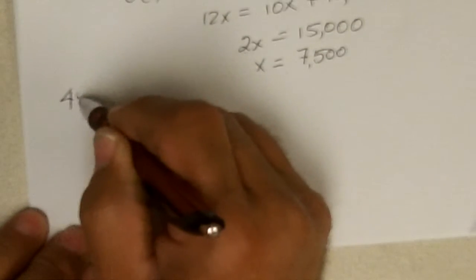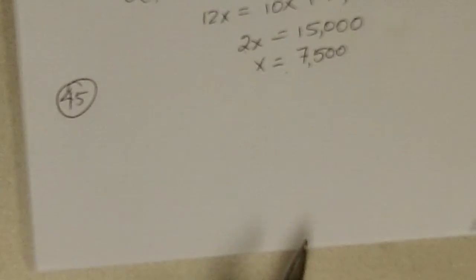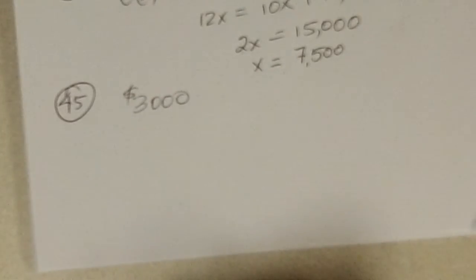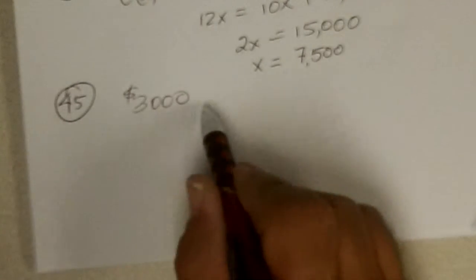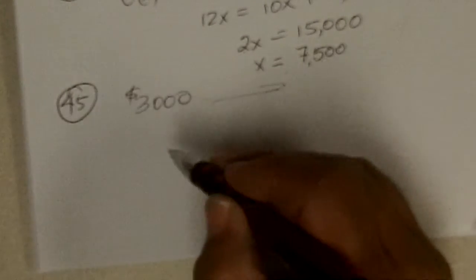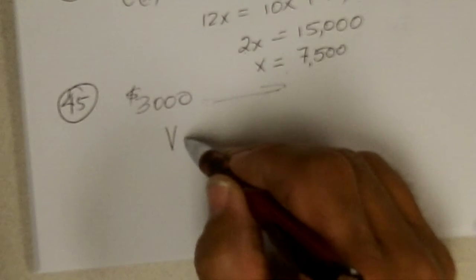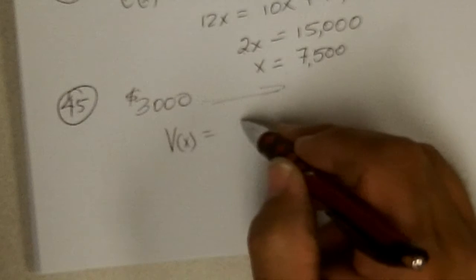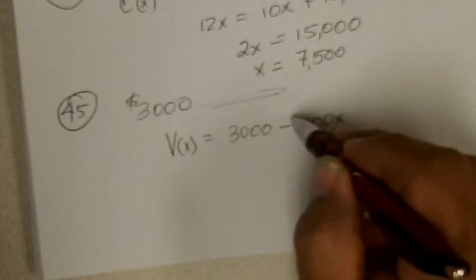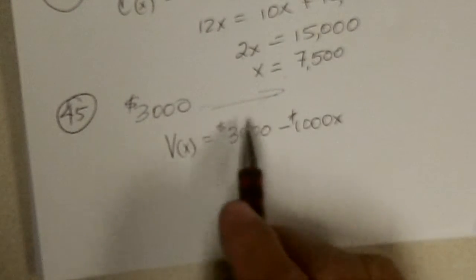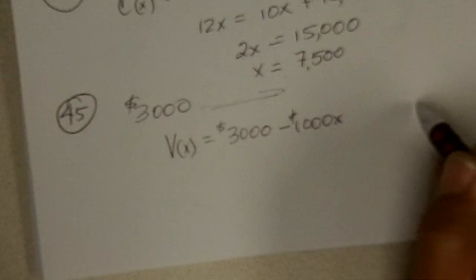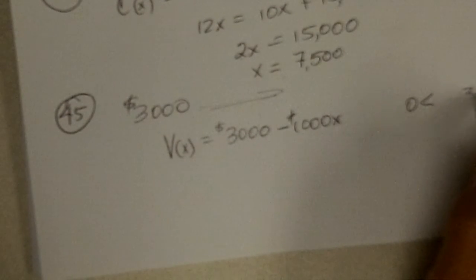And then 45. It says straight line depreciation. You buy a new computer for $3,000, and you do it over 3 years. So each year loses a third of its cost, so it's going to go down by 1,000. So the model would be, the value after x years would be $3,000 minus $1,000 times the number of years, because it's going to go down in 3 years, a third of that cost. So what is the implied domain? That would be from 0 to 3.